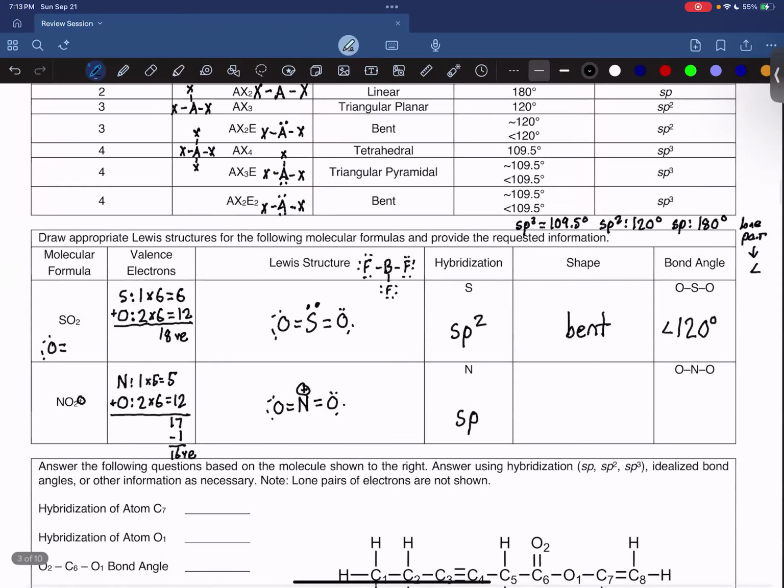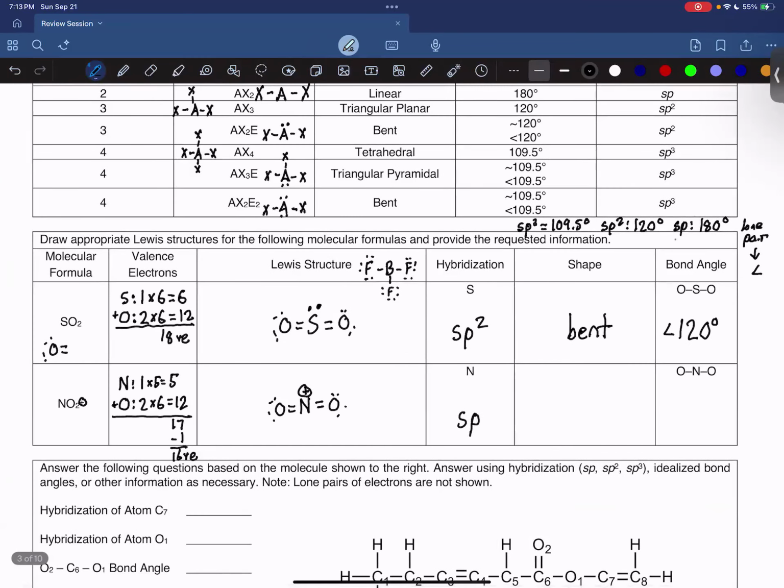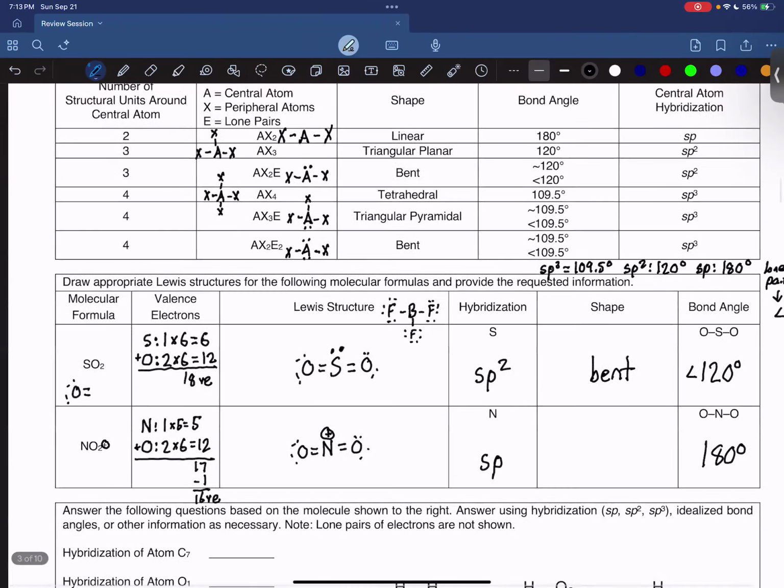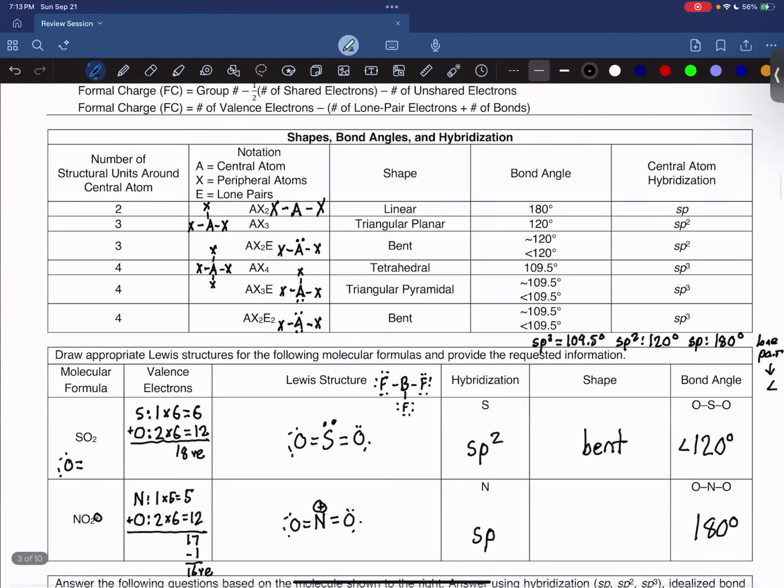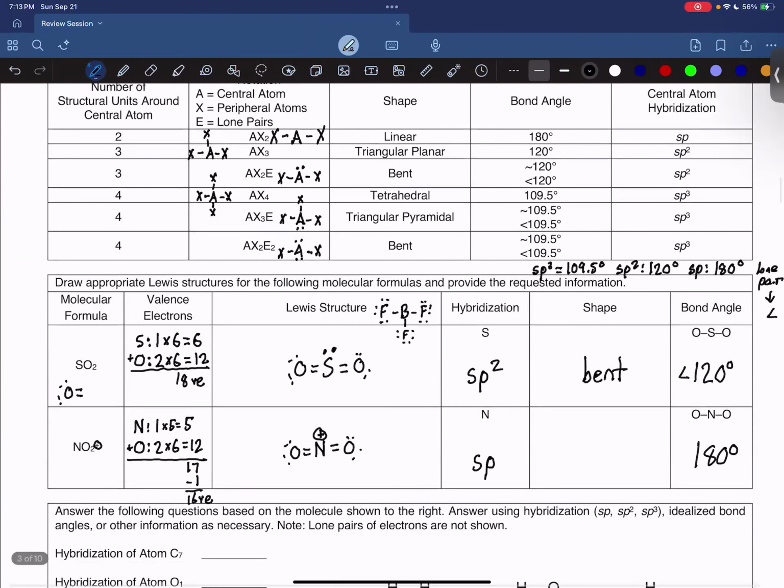Then you can go up to the chart up here. Sp is 180 degrees. And there are no lone pairs. So you can see over here. Because there are no lone pairs, you do not put a less than sign out in front. And then you can look up here for the shape. So if you got an atom bonded to 2 other atoms, that is linear. Okay. Does that make sense so far for everyone?